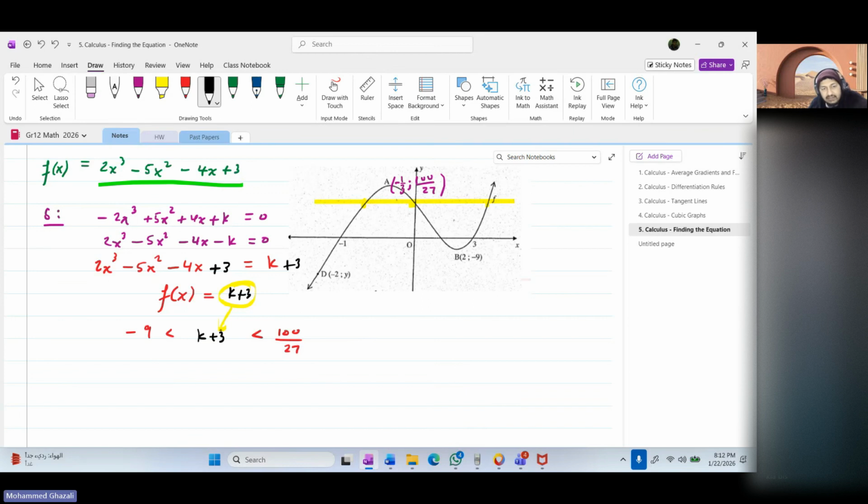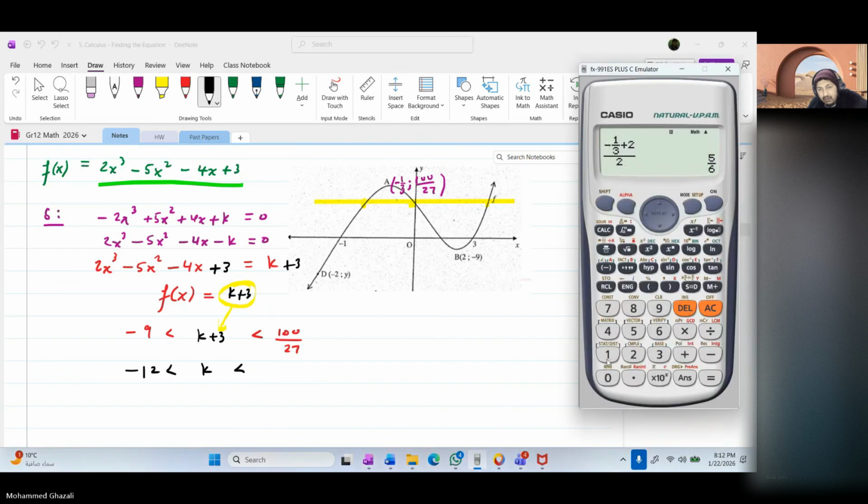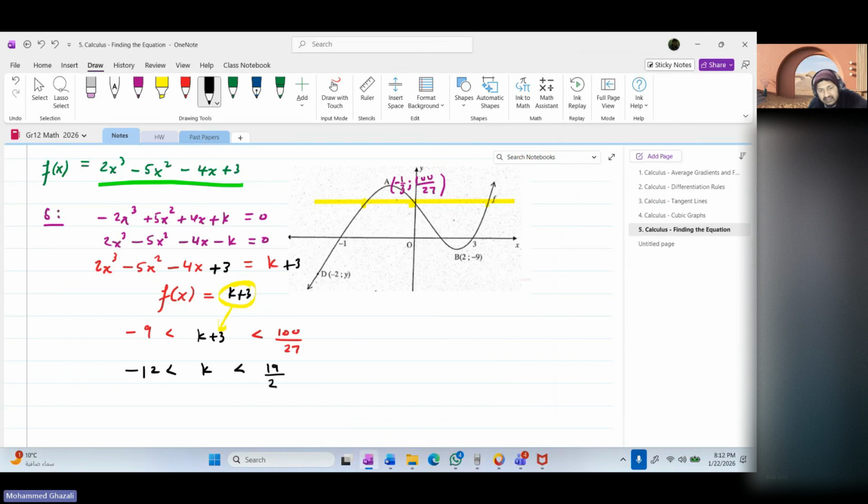Now you're going to minus 3 from both sides, so minus 12. And what's 100 over 27 minus 3? It's a two-sided inequality. I'm getting 19 over 27. Right, and that's why it was 4 marks, because it's challenging.